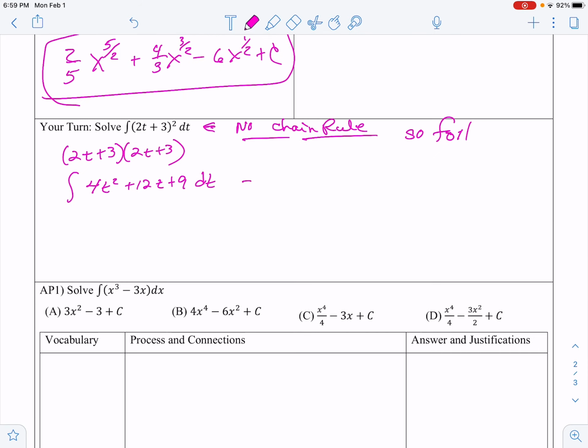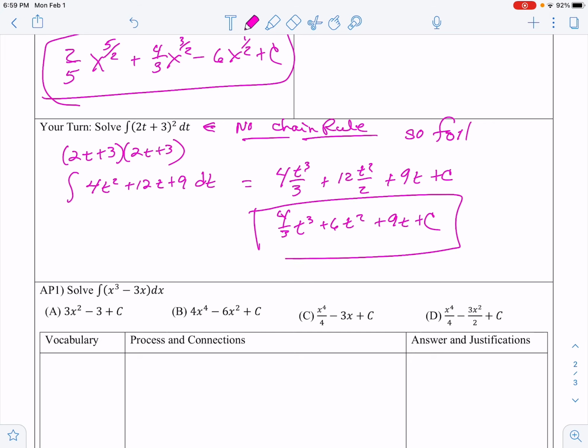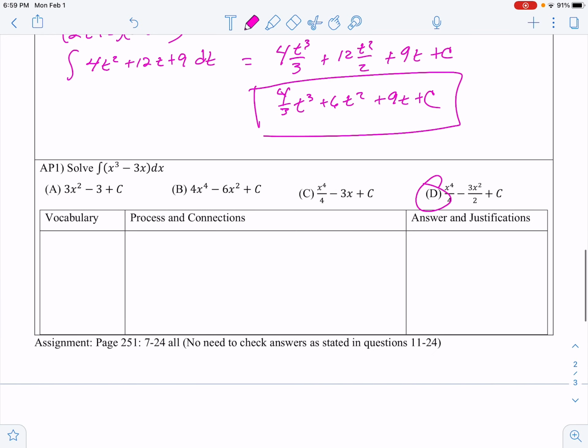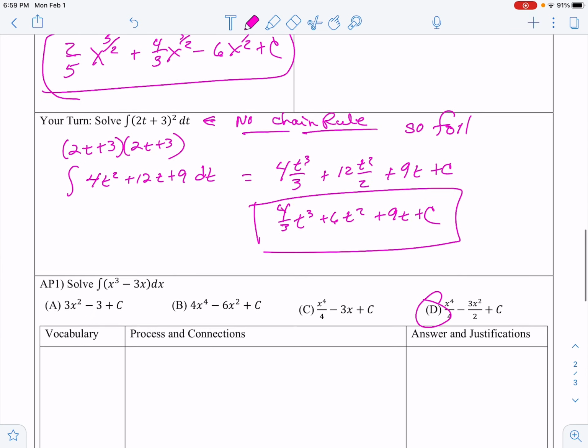Power rule: 4t cubed over 3 plus 12t squared over 2 plus 9t plus c. So 4/3 t cubed plus 6t squared plus 9t plus c. General solutions. All right, the answer to this one's D. Work it yourself. Okay, now there's one more thing in notes, so don't go away.